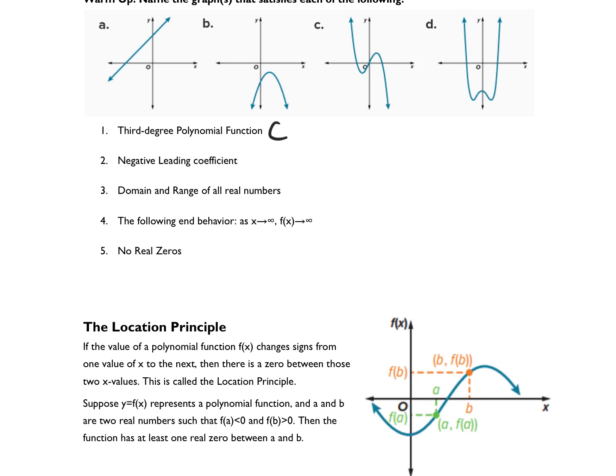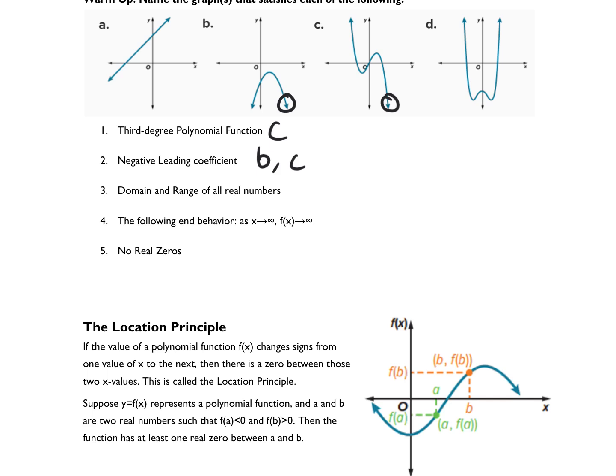The graph with a leading negative coefficient, there's two of them. That is B and C. If you look, B goes down and C goes down on the right side of the graph, so that's how we know it's a negative leading coefficient. Domain and range of all real numbers. All of them have a domain of all real numbers.